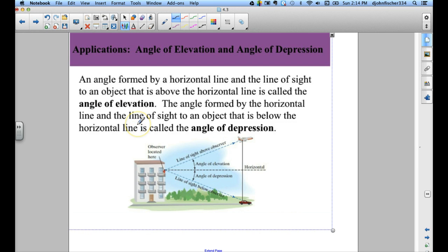Now the last couple of concepts here. An angle formed by a horizontal line and the line of sight to an object that is above the horizontal line is called the angle of elevation. The angle formed by the horizontal line and the line of sight to an object that is below the horizontal line is called the angle of depression. Notice here, the angle of elevation goes up to the object, the angle of depression goes down to the object. The angle of elevation equals the angle of depression as we work it out. They're the same measure.